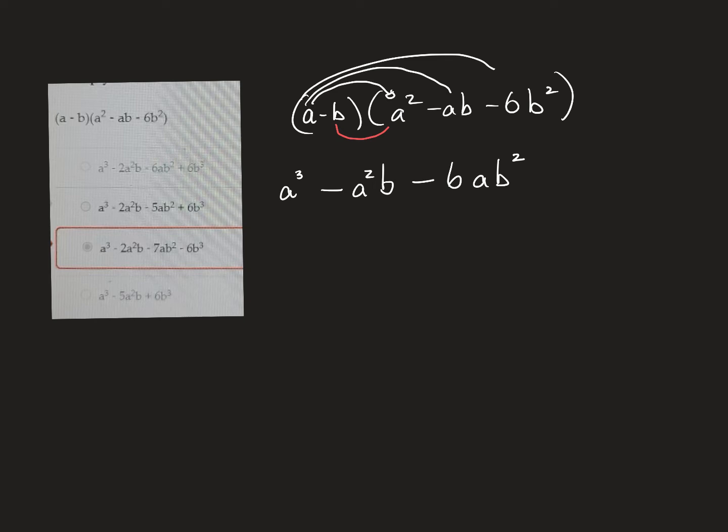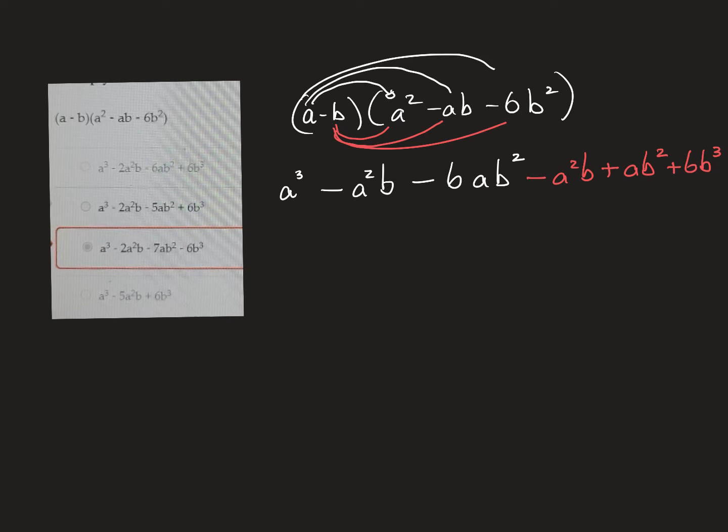Minus b times a will be a minus a squared b. And then minus b times a minus ab, the two minuses will cancel, so there'll be a positive ab squared. And lastly, minus times a minus will be a positive 6b cubed.